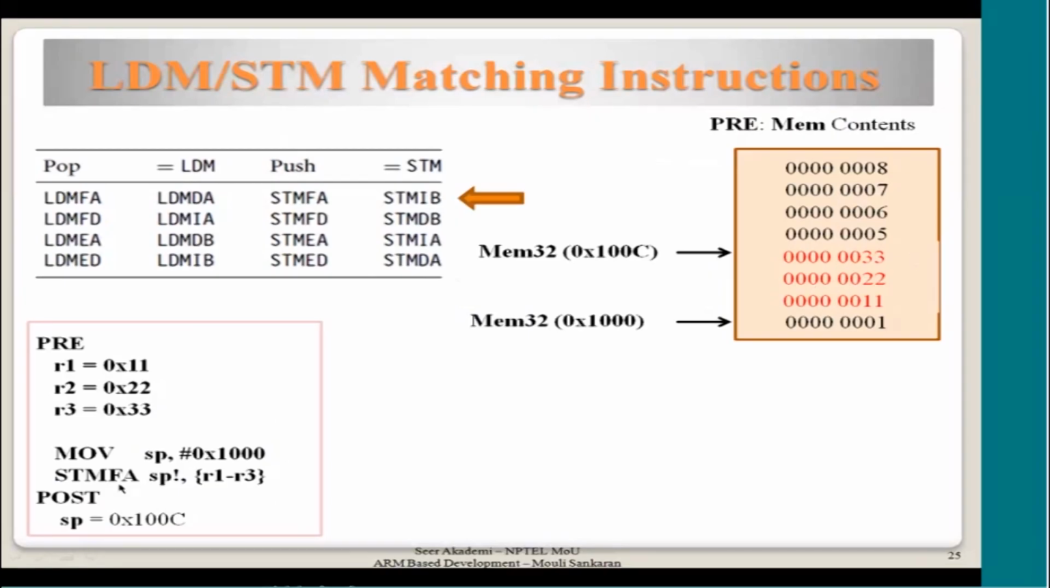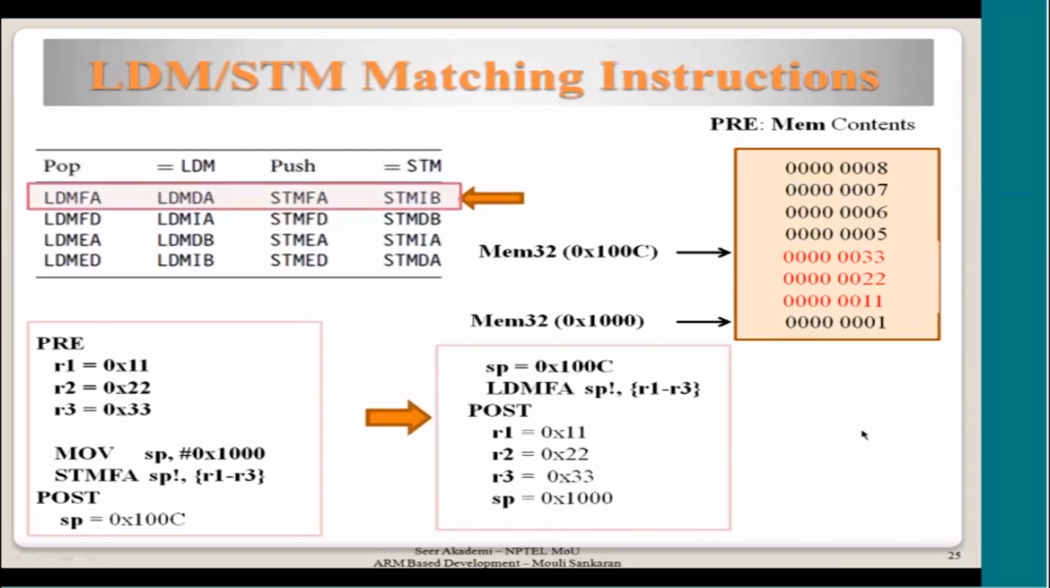Why? Because it was full ascending. Full ascending means wherever it is pointing is already a valid value. Somebody else has pushed into the stack, so you should not disturb this. So it is incremented before and then stored. All these three values are stored. So R1 to R3 will come and sit from the lower address to the higher address.